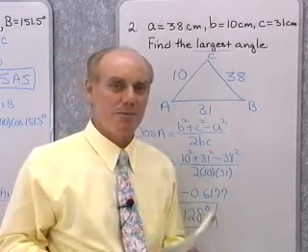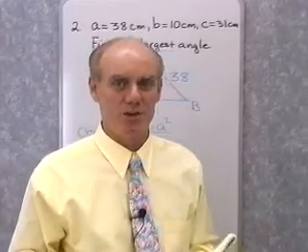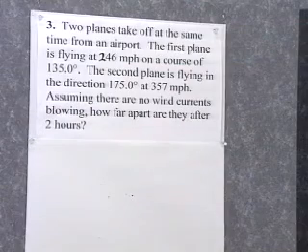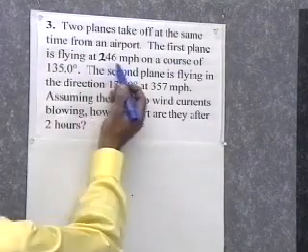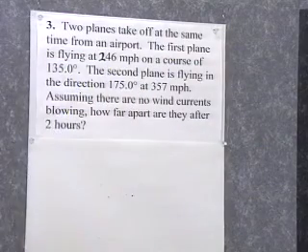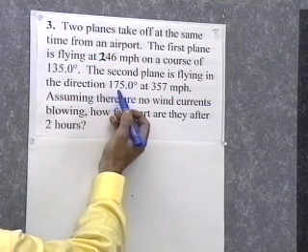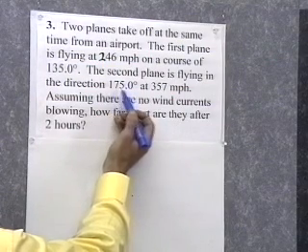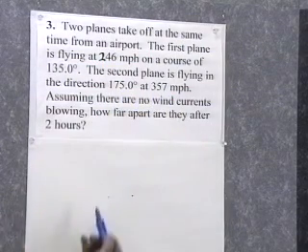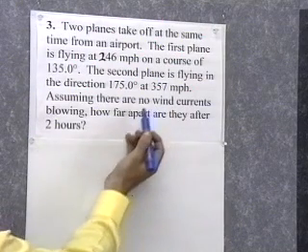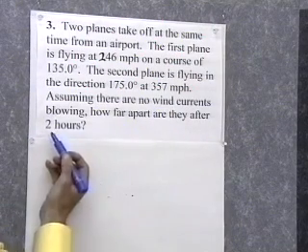Next I want to do a couple of application problems that also use the law of cosines. Here's our first one. 2 planes take off at the same time from an airport. The first plane is flying at 246 miles per hour on a course 135 degrees. The second plane is flying at 175 degrees, that's the course, at 357 miles per hour. Let's assume that there's no wind currents blowing. How far apart are they after 2 hours?